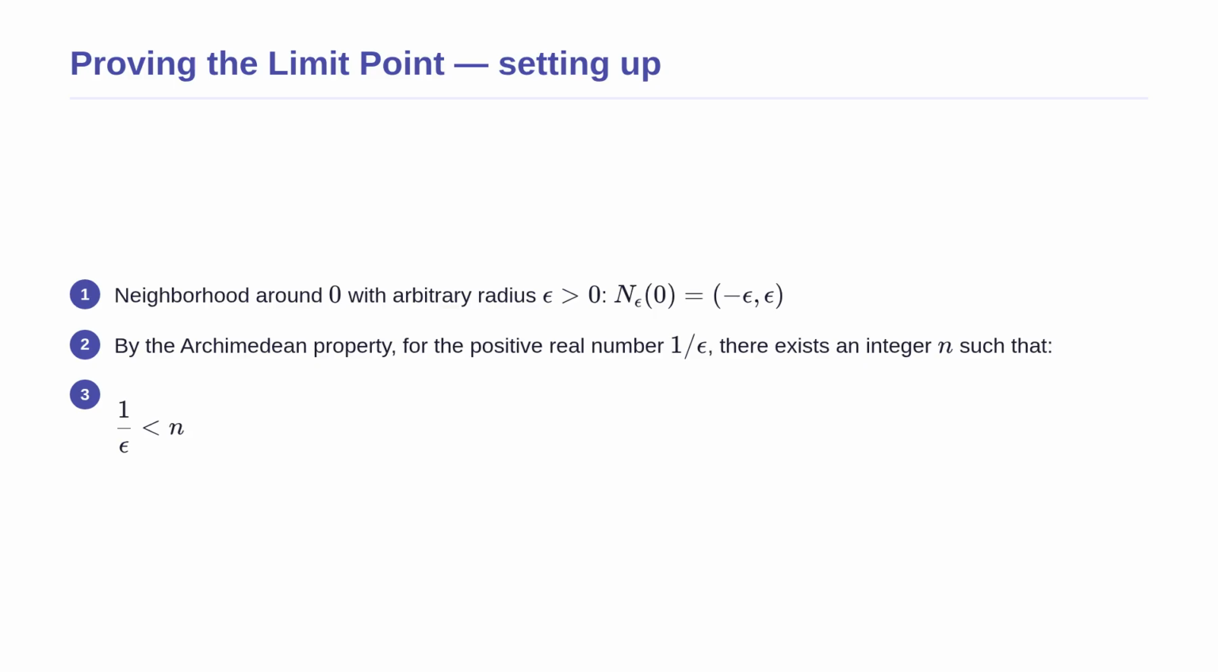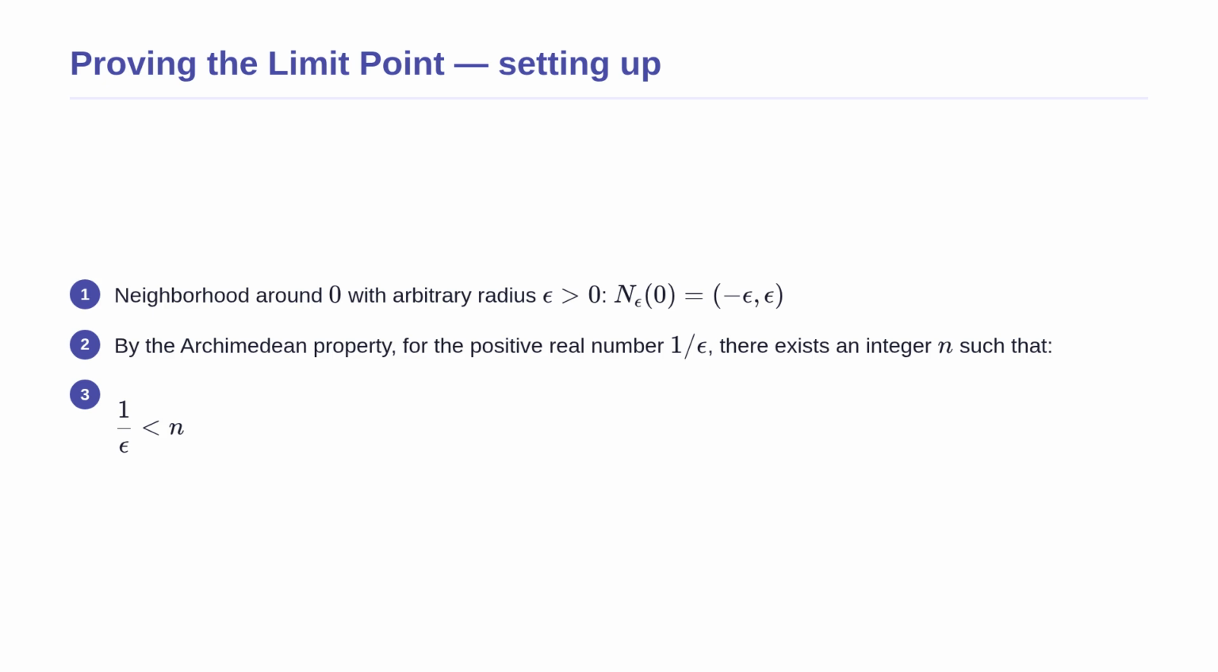We start by writing the general formula for a neighborhood around our target point 0 with an arbitrary positive radius epsilon. This step is crucial because a limit point must satisfy the condition for every possible neighborhood, not just one specific size. This interval stretches from negative epsilon to positive epsilon.